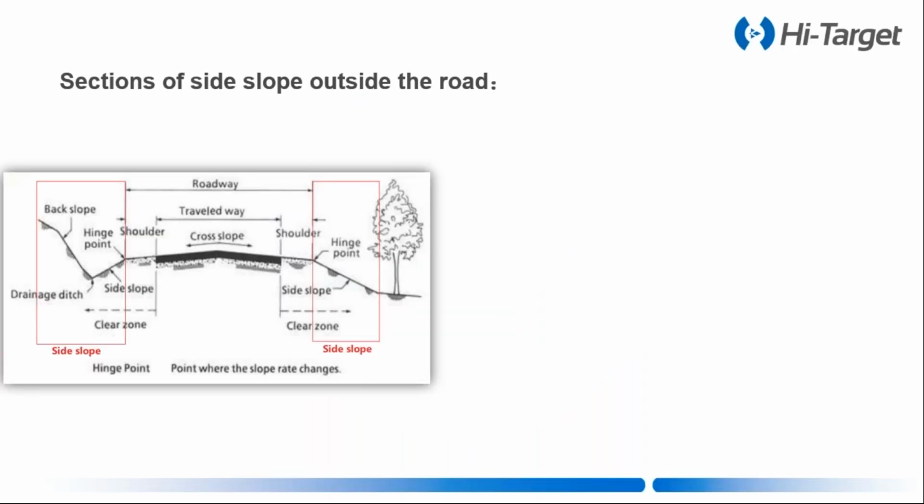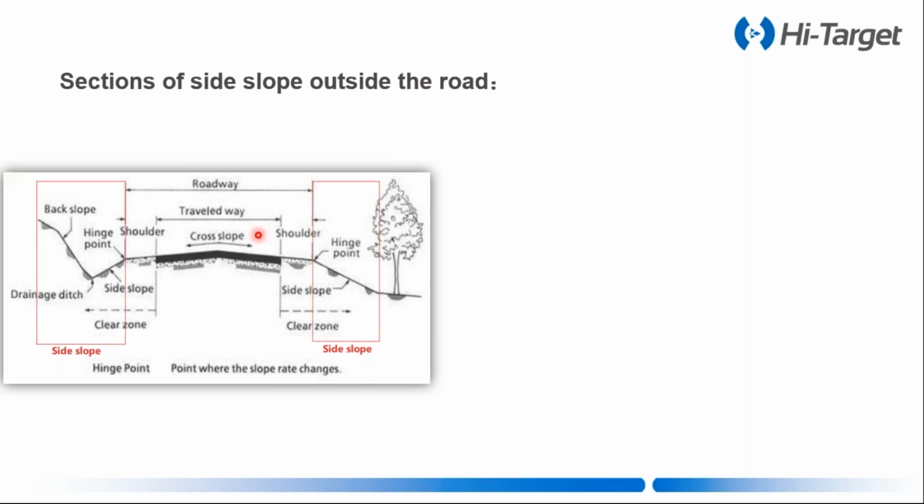Okay, the next part is about side slope. Let's check the side slope. You can see the first picture here. In the red box is about the slopes. And this is the roadway we just introduced.